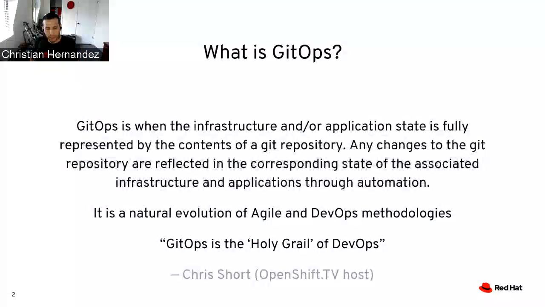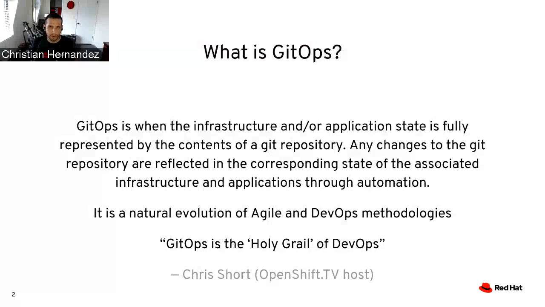I think it's perfectly stated here. It's a natural evolution of Agile and DevOps methodologies. Chris Short once said GitOps is the holy grail of DevOps, and really, as this practice is evolving and gaining more traction, GitOps is what DevOps looks like in practice. So GitOps isn't separate from DevOps. It's what it looks like in practice.